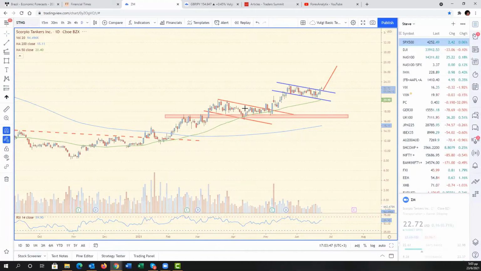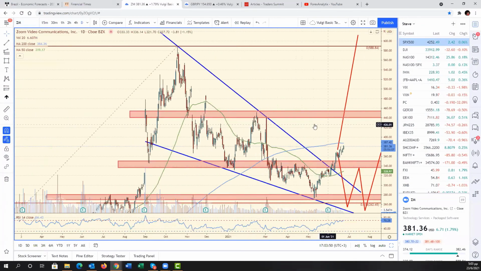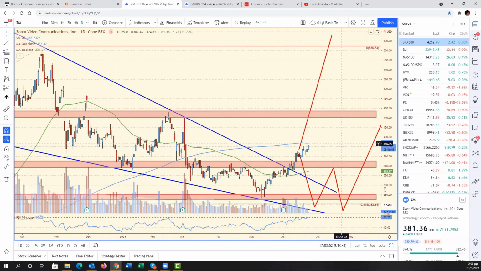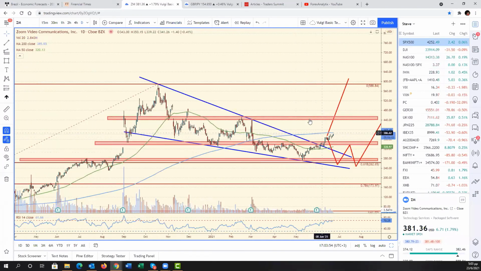ZM. Okay, this has broken out. Next target, 448.